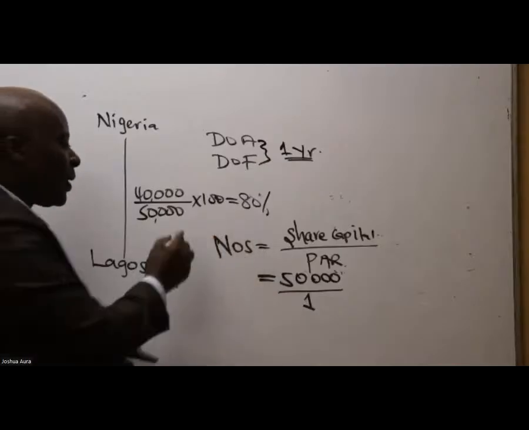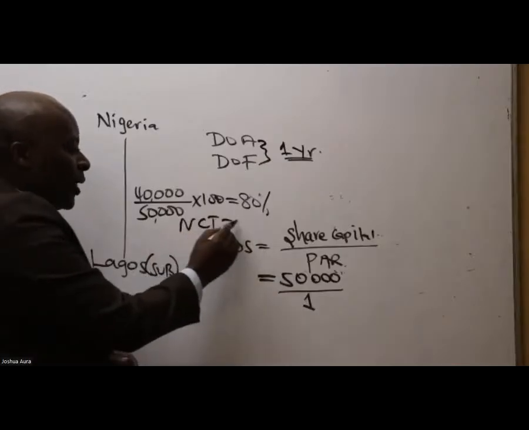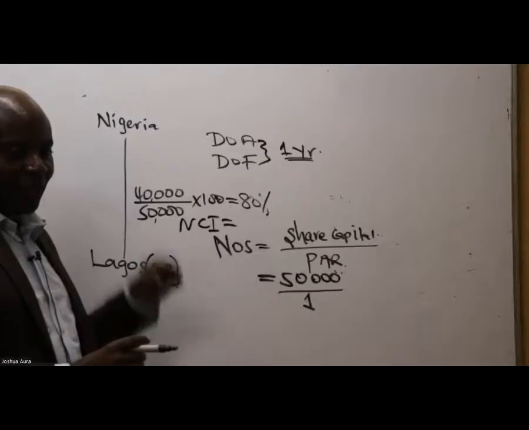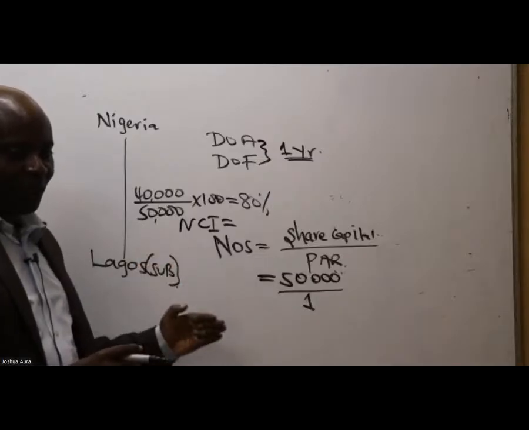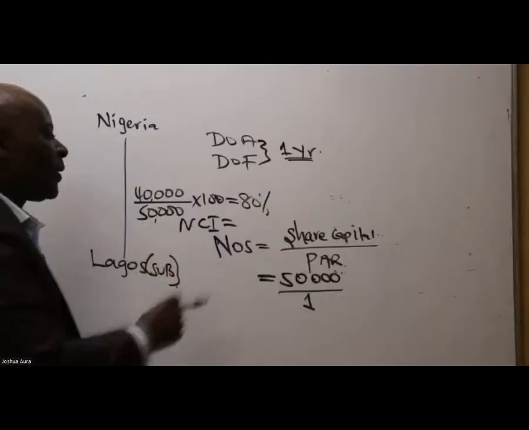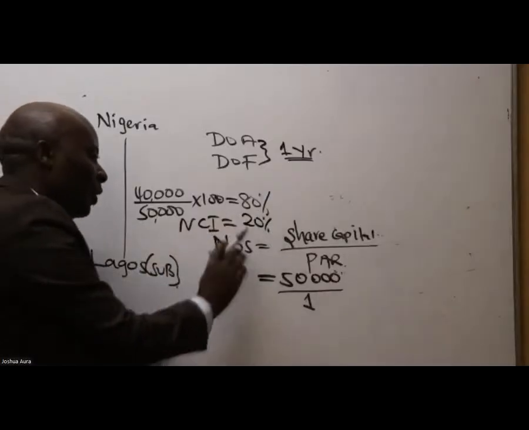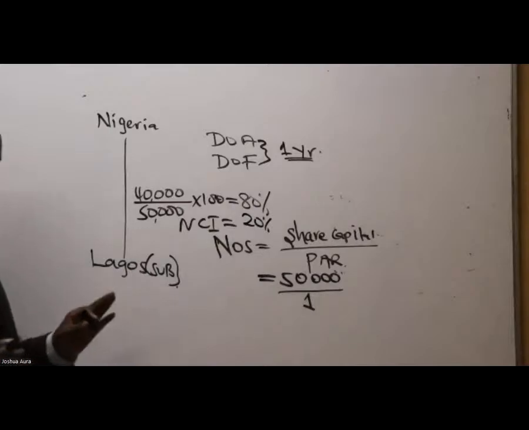Who can give me the percentage of NCI? If the parent has got 80%, NCI will be taking the complementing percentage, 20%. Thank you so much. You leave it there.